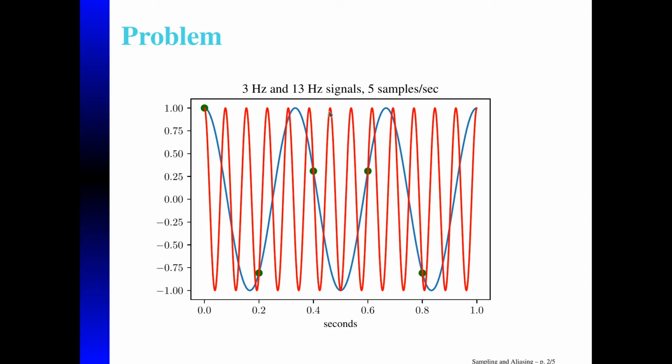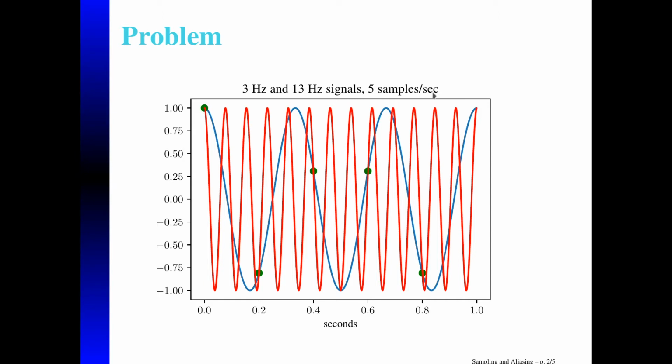Because notice what happens here. At this sampling rate, and I'm not claiming that it's always 3 and 13, I'm saying 3 Hz and 13 Hz when you have a sampling rate of 5 samples per second. Notice what happens here. Here's my first sample. Of course, they would both be at the same spot if they're cosines, right? Because they start up here.